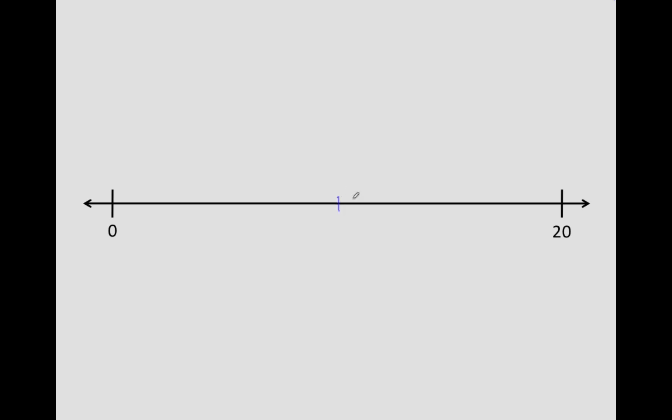Let's put a hash mark there. Okay, now let's see how we did. Oh, we did pretty good. We didn't get it exactly in the exact right spot, but we were very, very close. So that was a pretty good estimate of where 10 would be on this number line.